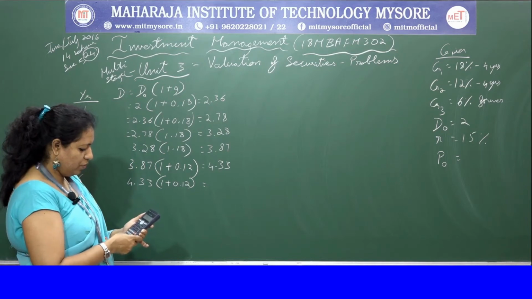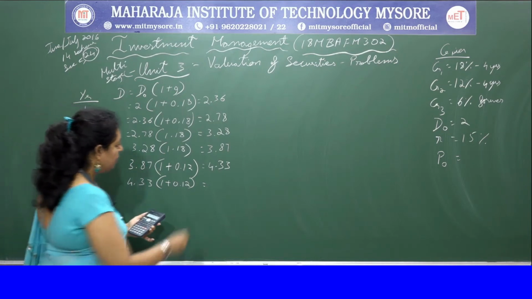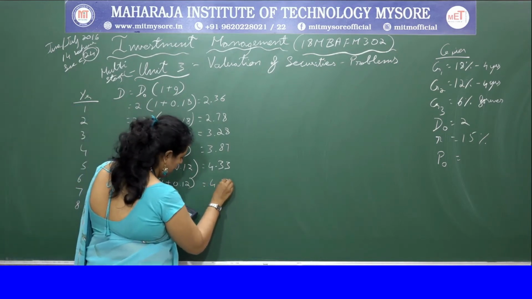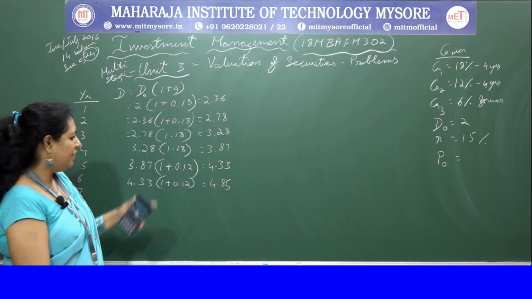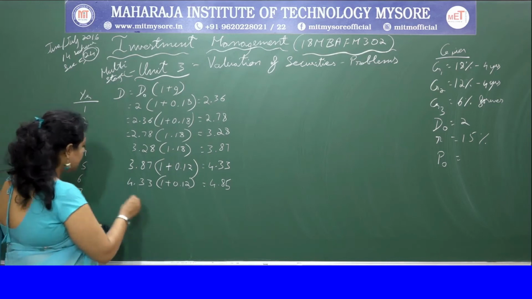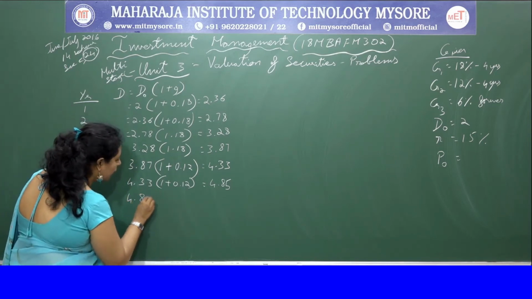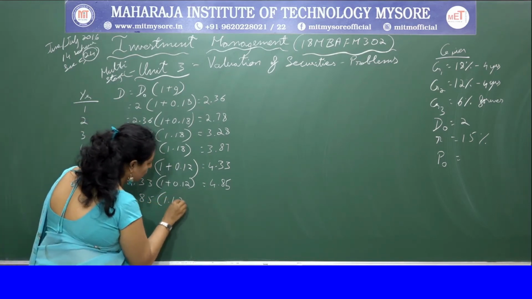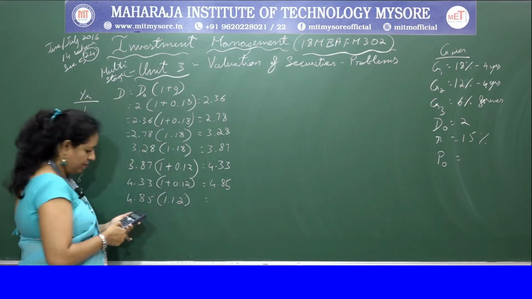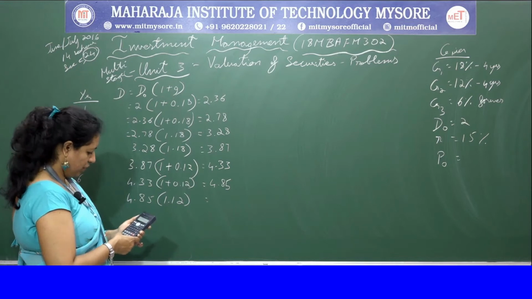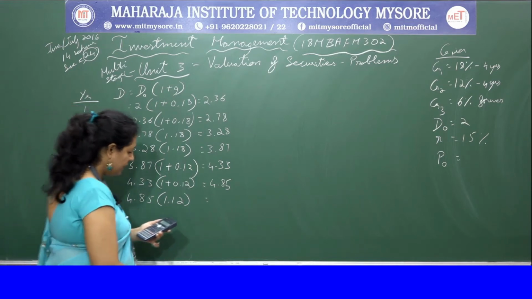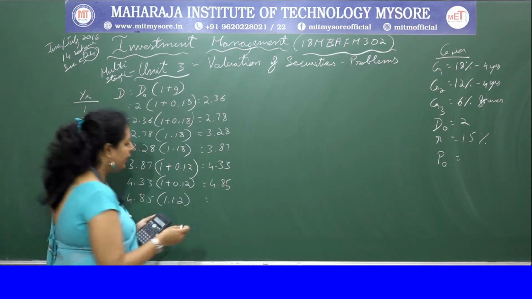4.33 into 1.12. You get 4.8. You can take 4.84 or you can take 4.85. Okay. Next is 4.85 into 1.12. You get 5.43.